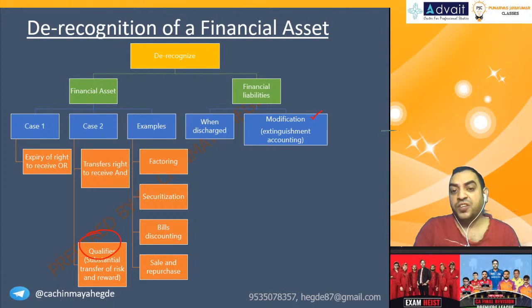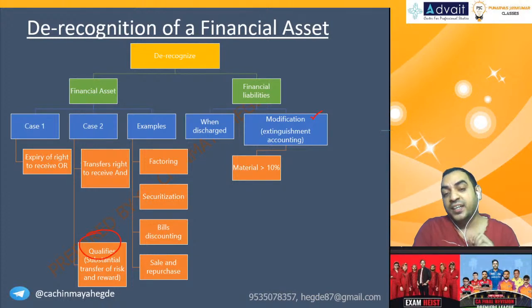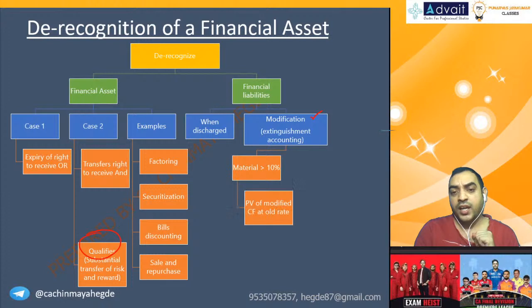So when does this modification apply? Whenever the difference is more than 10%. That is when it is called material, and when it is material, modification applies. If it is less than 10%, it is not material, and modification does not apply. Now the question comes: how do you compute this percentage, so that we can compare whether it is more than 10 or less than 10?